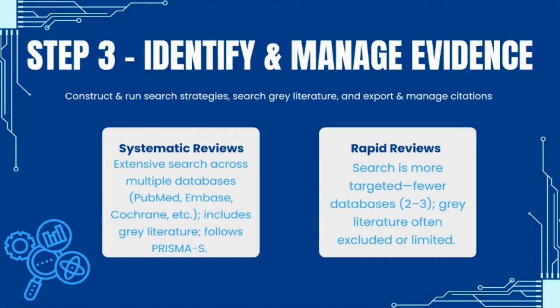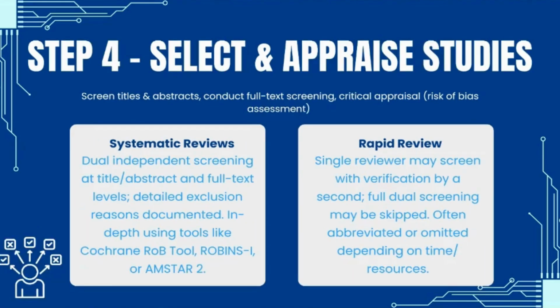Finding all research, whether or not they are traditionally published, is the aim of a thorough search and reduces the possibility of publication bias. Step 4 involves evaluating the study's quality using assessment tools and screening them for eligibility. To guarantee accuracy, dual independent screening is necessary for systematic reviews at the title, abstract, and full-text stages. Additionally, you will need to use techniques such as AMSTAR 2 or Cochrane ROB to evaluate each study for bias risk.